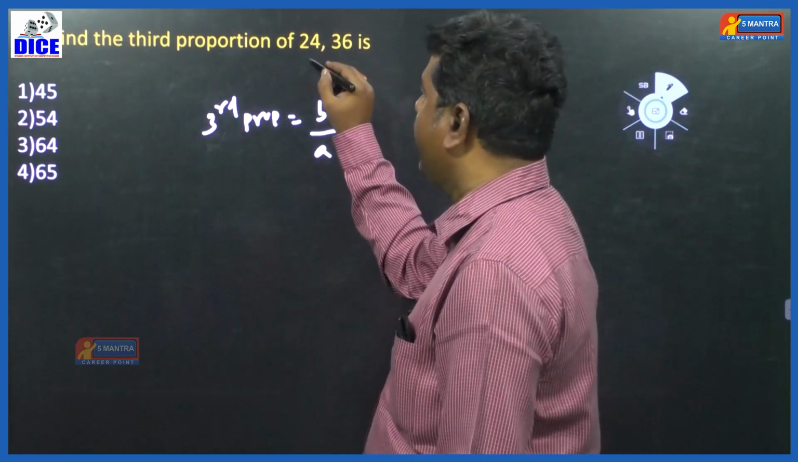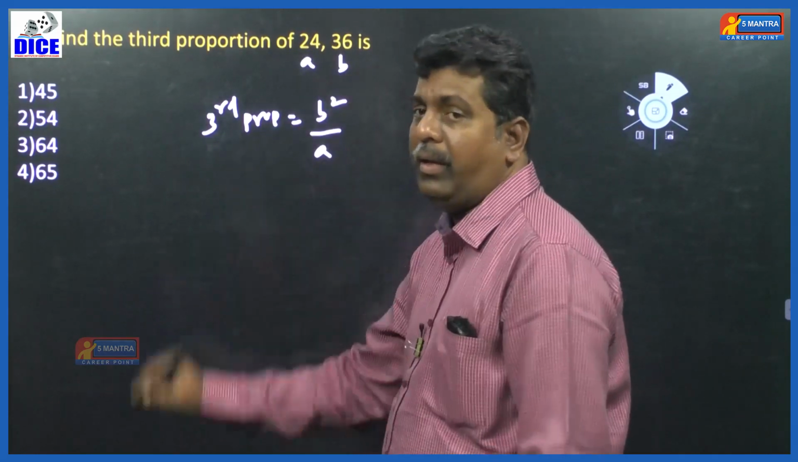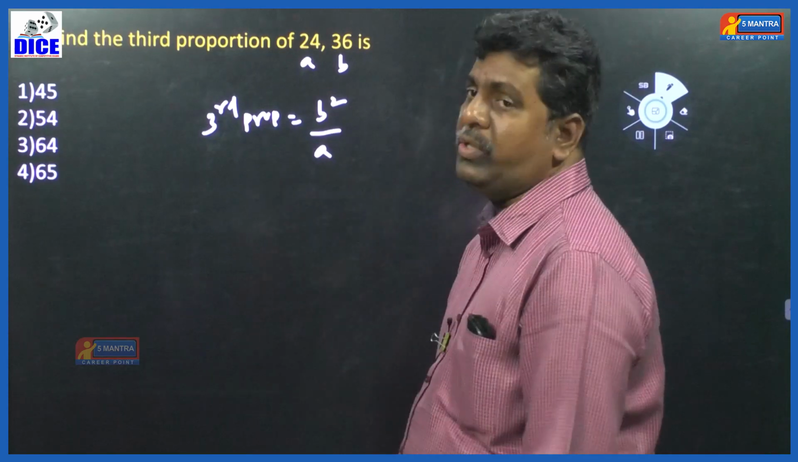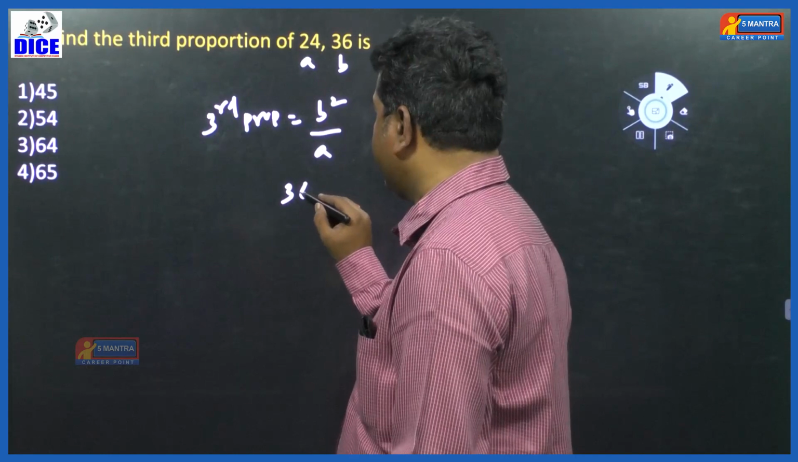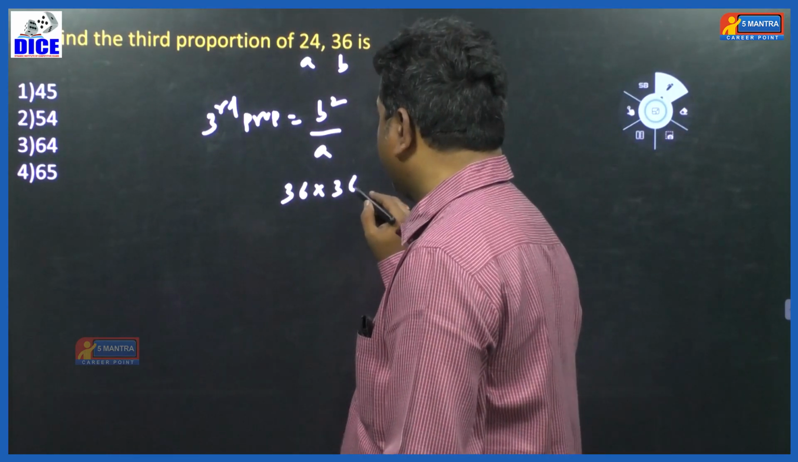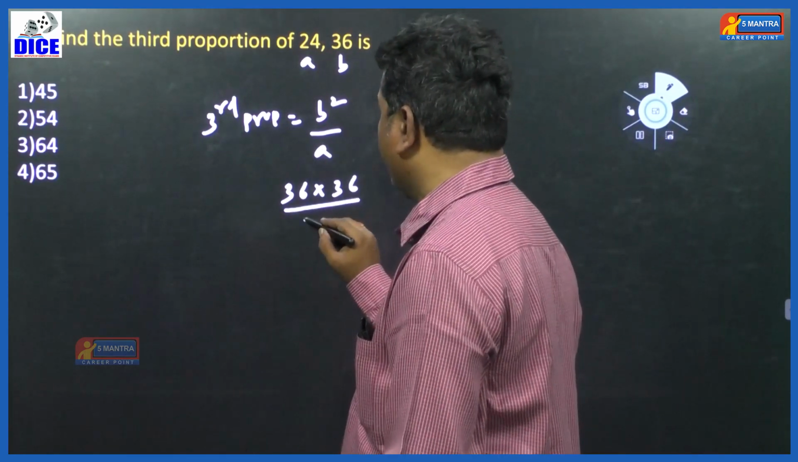Here the first number is A, second number is B. So third proportion formula is B square by A. B square means 36 into 36, by A means 24.